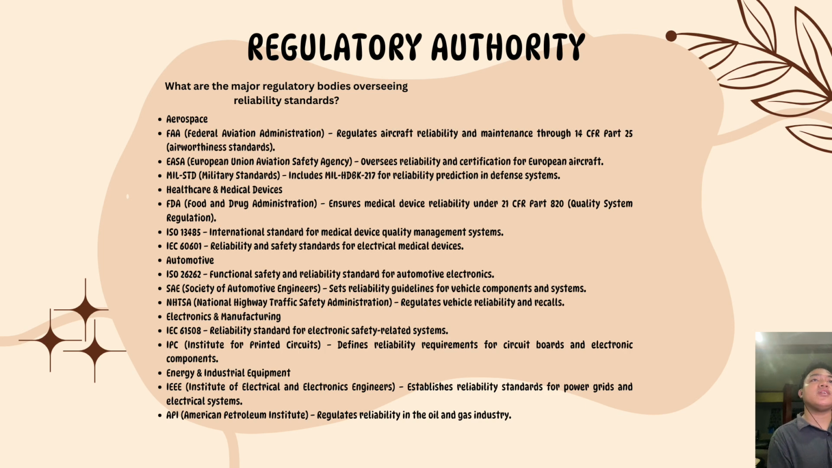What are the major regulatory bodies overseeing reliability standards? First is aerospace, which is the FAA, the Federal Aviation Administration. It regulates aircraft reliability and maintenance through 14 CFR Part 25 airworthiness standards. Next is the EASA, which oversees the reliability and certification for European aircraft.